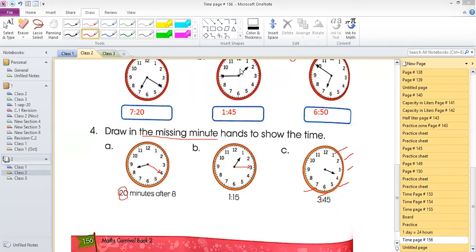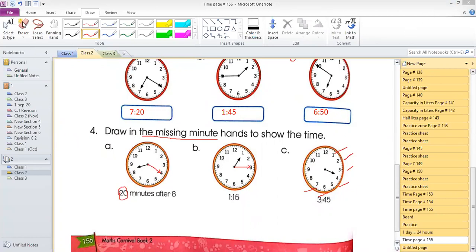Okay, if it is 3:45, where should you draw the minute hand? At which number? 1, 2, 3, 4, 5, 6, 7, 8. Which number will you draw? Muhammad Farooq, no. Ali, very good. Muhammad Farooq, now very good.